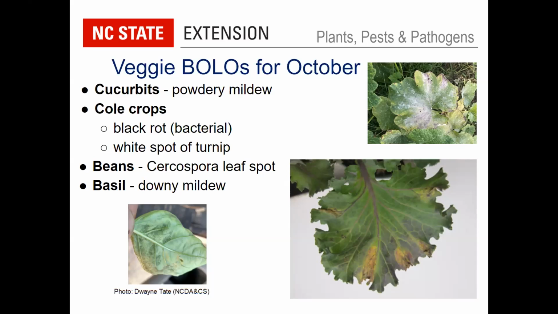Any beans that are left? Beans are the giving tree of the vegetable garden. They'll use their last ounce of strength to give you one more bean. But this time of year, you may be seeing the Cercospora leaf spot that we've been talking about in recent months. And of course, on basil, downy mildew will still be a problem.